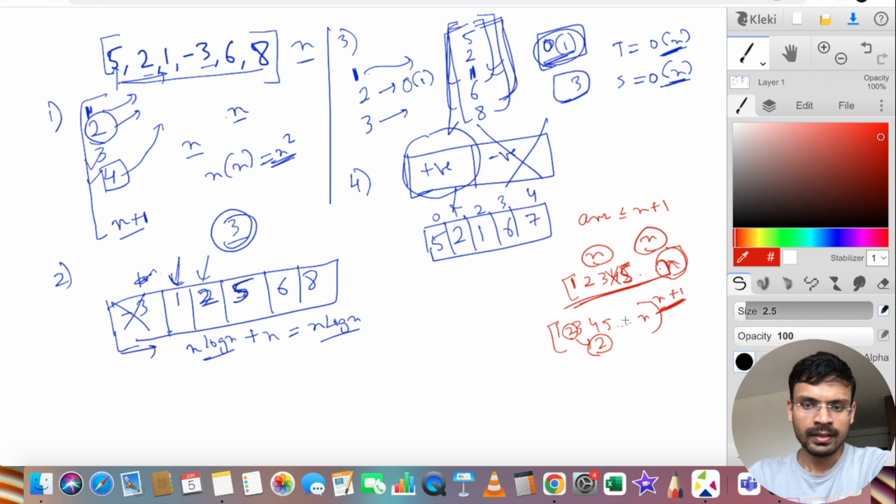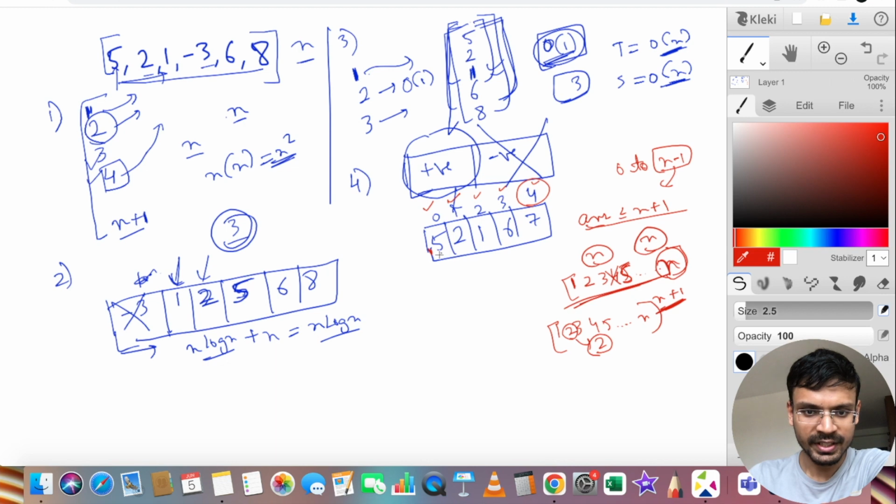Also, one more thing to consider: can we somehow use the same array itself to maintain that a particular element has been visited? The answer is yes, because the answer is going to lie between 1 and n plus 1, and our indices range is between 0 and n minus 1, right? So can we use the indices to maintain whether a particular element has been visited or not? Yes. So let's start iterating over this array.